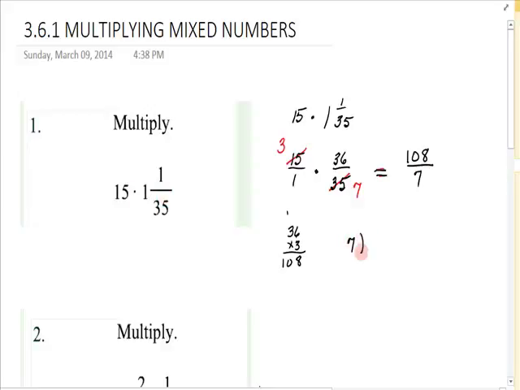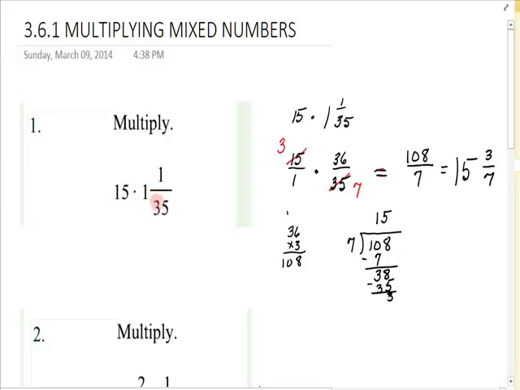So I have to divide 7 into 108. 7 doesn't go into 1, but it goes into 10 one time. 1 times 7 is 7. Subtract, bring down the 8. 7 goes into 38 5 times. 5 times 7 is 35. Subtract, get a 3. This is the whole number 15 and 3 sevenths.